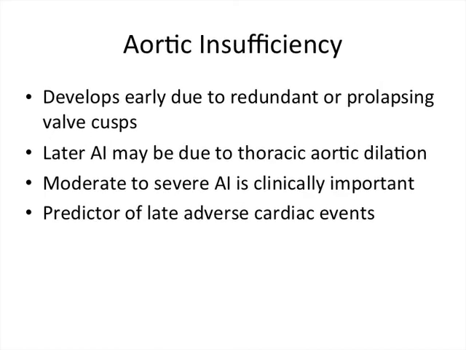In childhood, aortic insufficiency or incompetence develops as a result of redundant prolapsing leaflet cusps, or in cases of endocarditis, or after balloon valvuloplasty. With advancing age, aortic insufficiency may also occur due to dilation of the ascending aorta. Moderate to severe aortic insufficiency is an important clinical predictor for late adverse cardiac events.